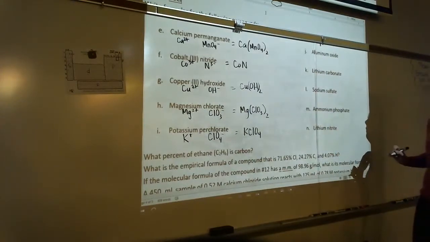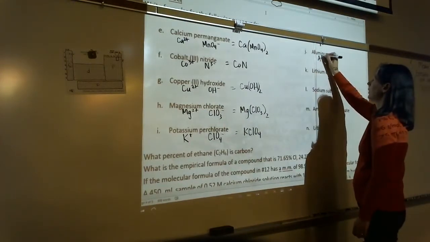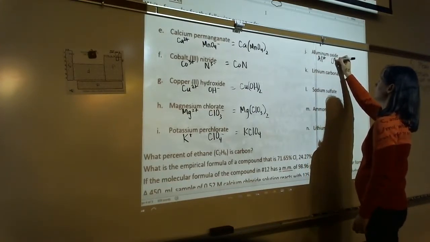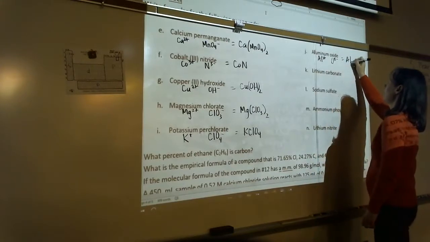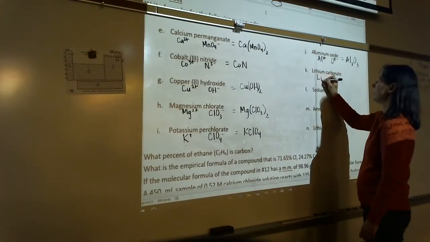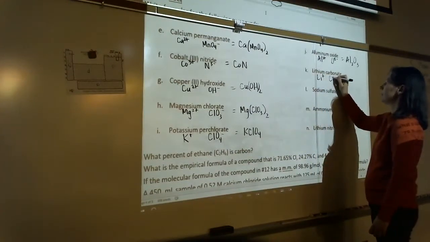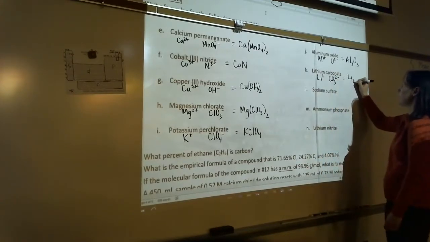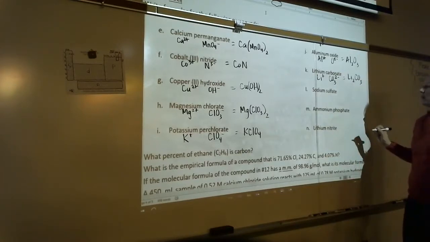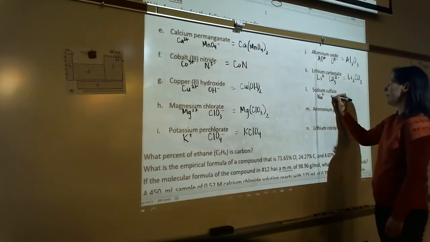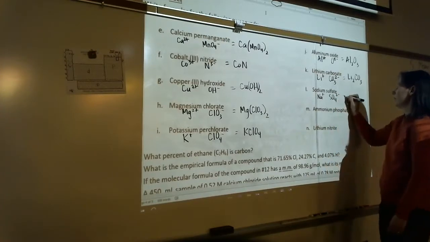All right, aluminum is what charge? 3+. 3+, and oxide is what charge? 2-. 2-, right. So this is Al2O3. Lithium has what charge? 1 plus. What's carbonate? CO3, and then it's a 2 minus. Right. So this is Li2CO3. Sodium has what charge? +1. And sulfate is 2-. What's the formula? SO4. SO4, right.